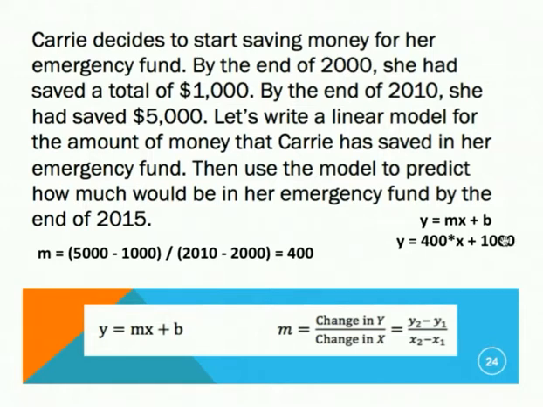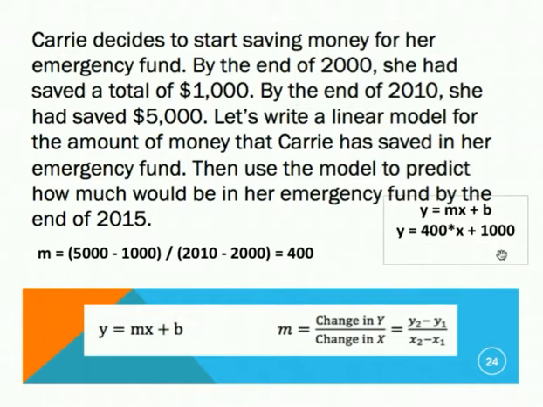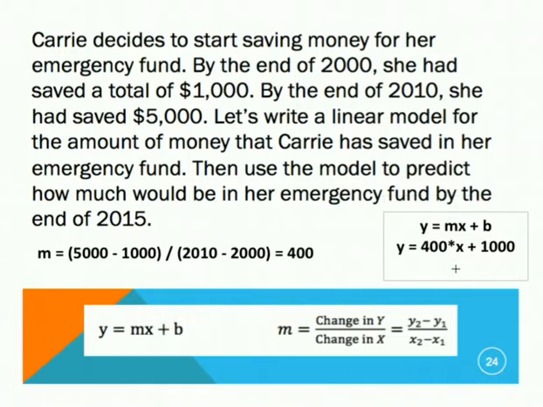All you have to realize is that if you use the 1,000, then you've created the year 2000 to be your starting point. And if you use the $5,000 as the starting point, then you are creating 2010 to be your starting point. Either way is completely okay, but it will change how we actually use the model to predict. So if I set it up to be 1,000 and I want to use my model to predict how much would have been in the emergency fund by the end of 2015, since $1,000 was my starting point, that was the year 2000. So what that tells me is that it has been 15 years since Carrie started saving.